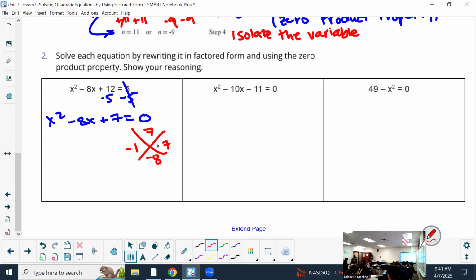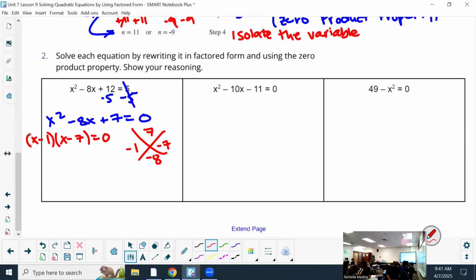All right. And now check. Class, does this make it work now? Does it multiply to a positive and add to this negative? So once you find the 2 numbers that make it work, remember that just gives you your factored form, not your solutions right off the bat.